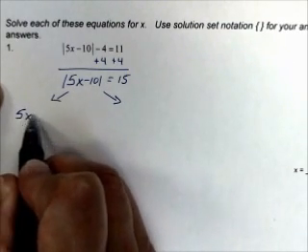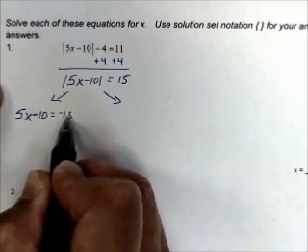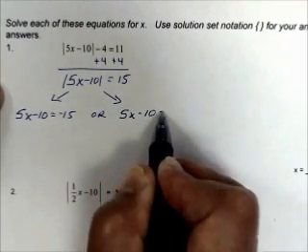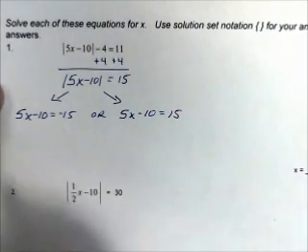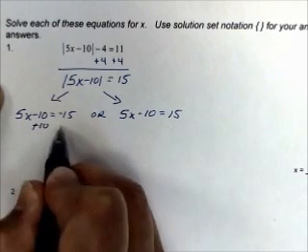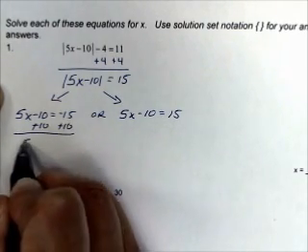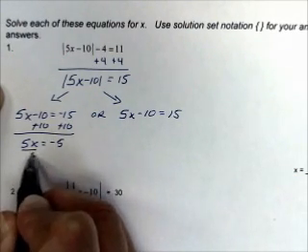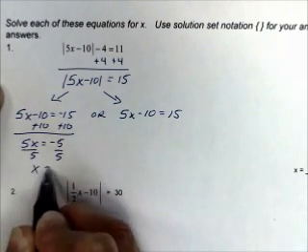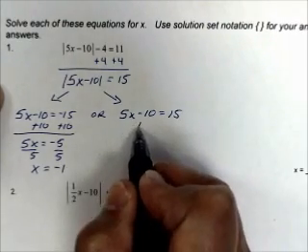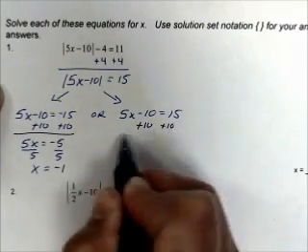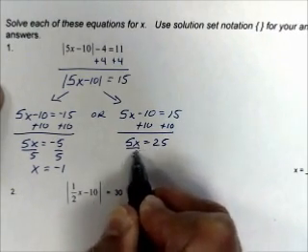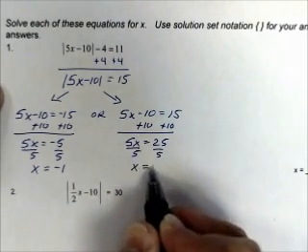5x minus 10 equals -15, or 5x minus 10 equals 15. And solve individually. Add 10 to both sides. 5x is equal to negative 5. Divide both sides by 5. X equals negative 1. Here, adding 10 to both sides. 5x equals 25. Divide both sides by 5. X equals 5.